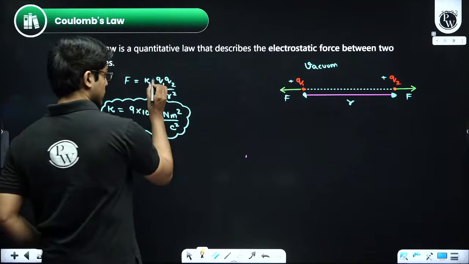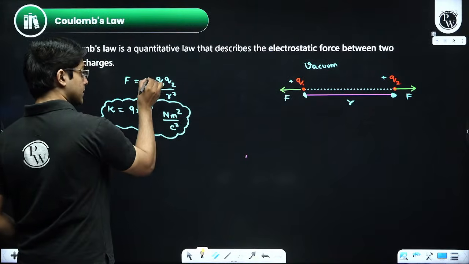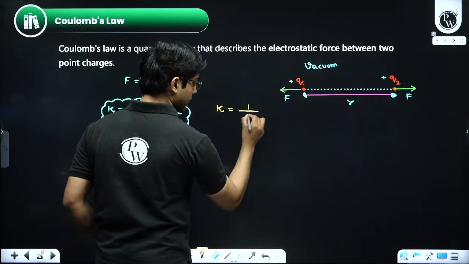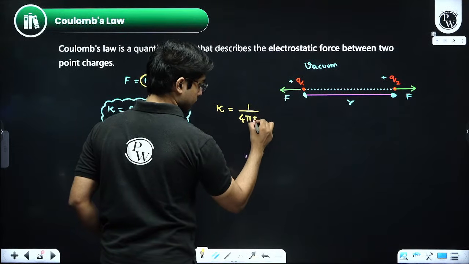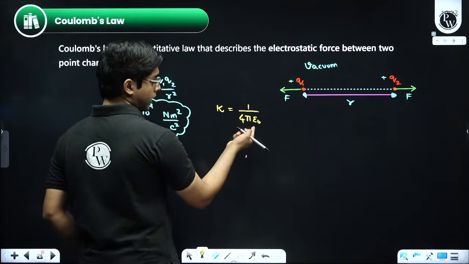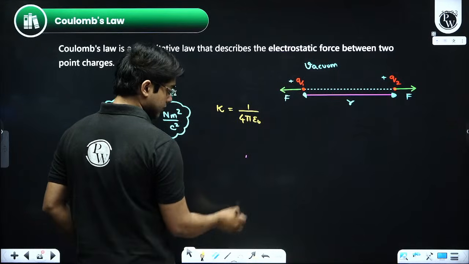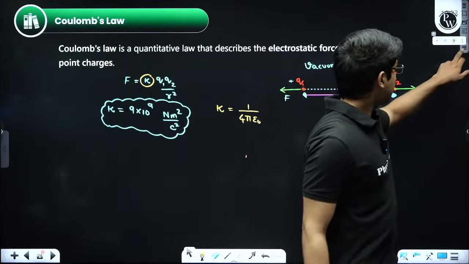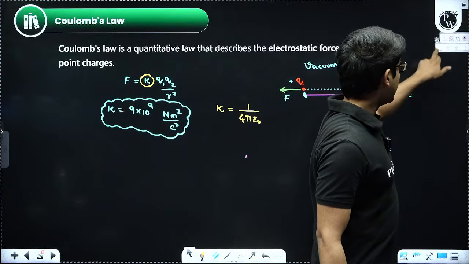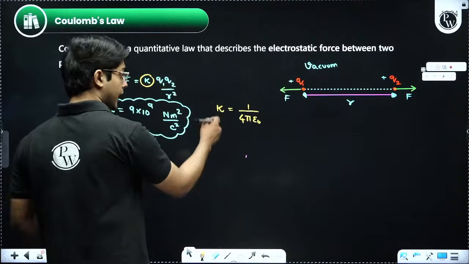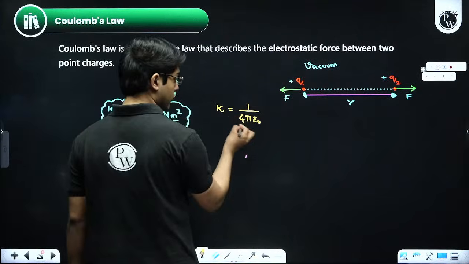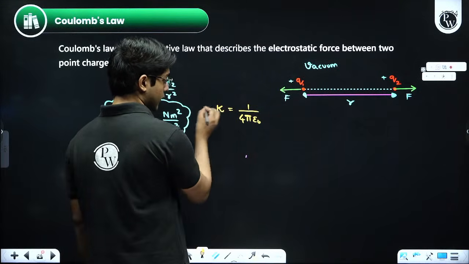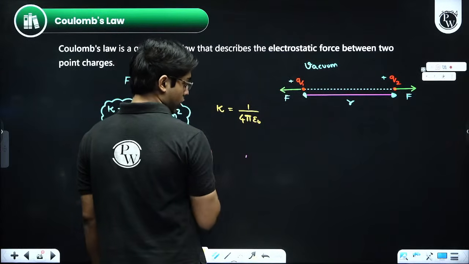Then there's also a slight modification of this formula. This constant K can also be written as 1 by 4 pi epsilon naught. Why are we doing this? This is for convenience. Later on we will study another law called Gauss law. The Gauss law expression will look better if we write K in this manner. So this is just a matter of convenience. There is no special reason to write K like this. It's just a constant at the end of the day, and pi and epsilon naught are also constants themselves.